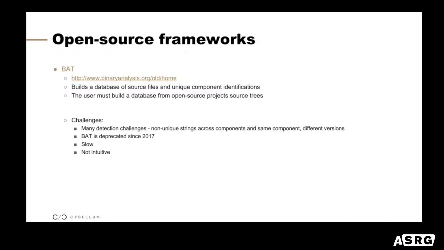There are some open source frameworks that can be used for detection of a software bill of materials. BAT, the Binary Analysis Toolkit, is a very common one. It is a tool that helps you identify source files using unique identifiers. You have to build your own database using this framework. It is not so easy to use, it is slow, and it is deprecated, so it's not a maintained project anymore, but I just want to highlight that it is out there.